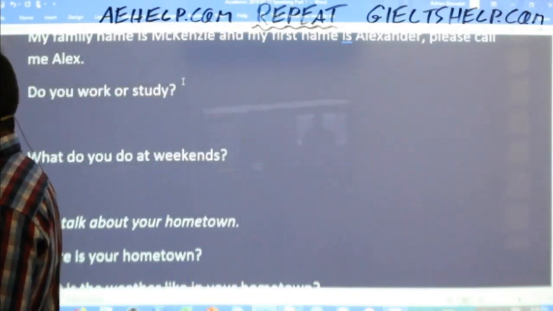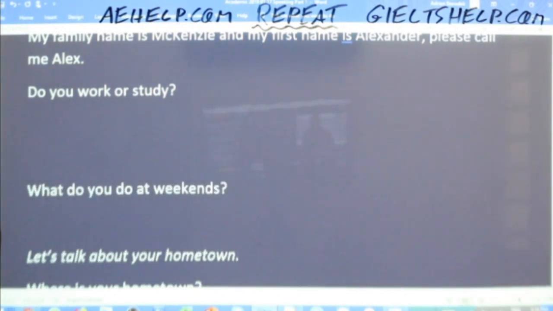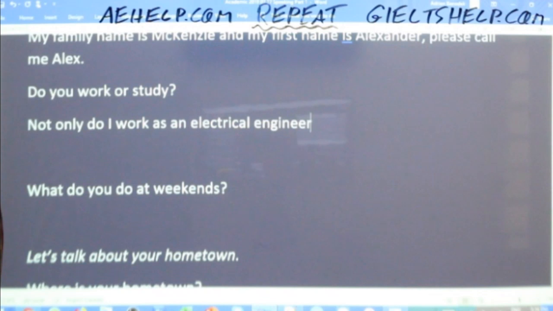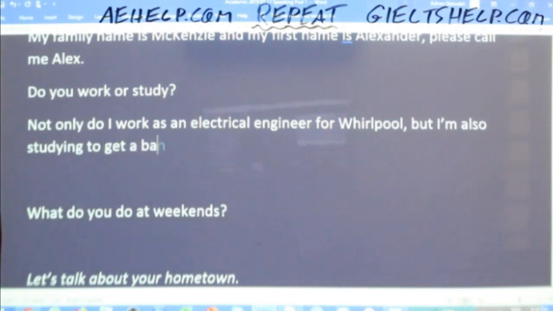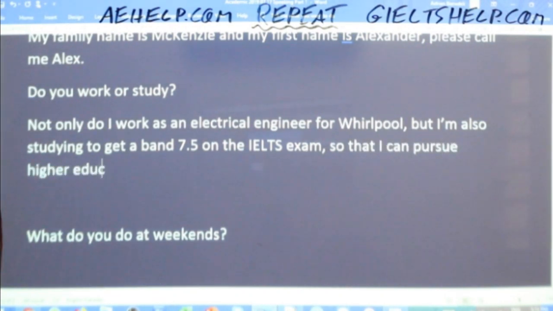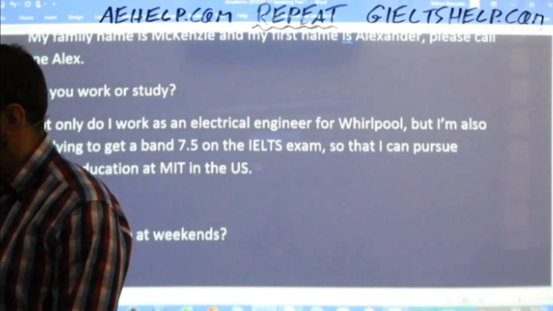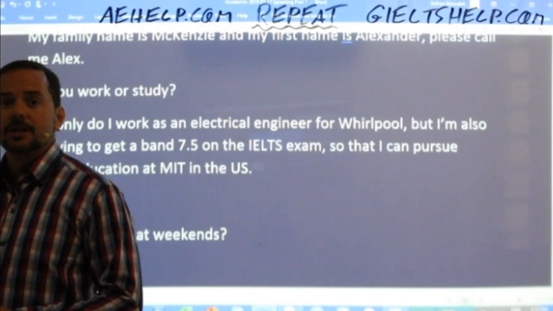Okay, so let's throw in a correlative conjunction, which is the not only, but also. Not only do I work as an electrical engineer for Whirlpool, let's say, but I'm also studying to get a band 7.5 on the IELTS exam so that I can pursue higher education at MIT in the US. All right. So that's a nice correlative conjunction there.